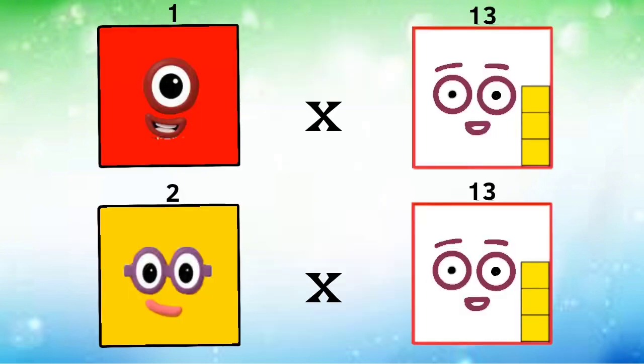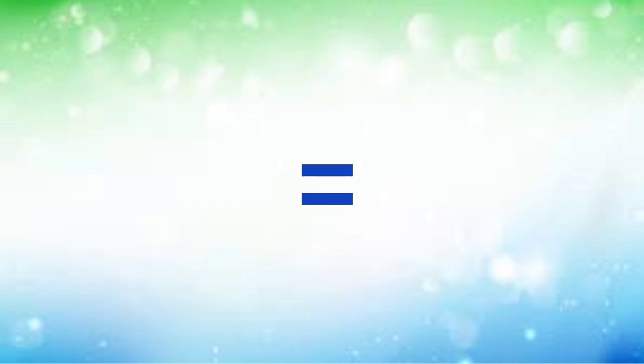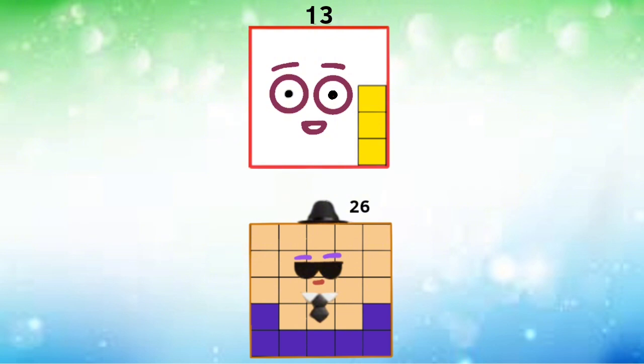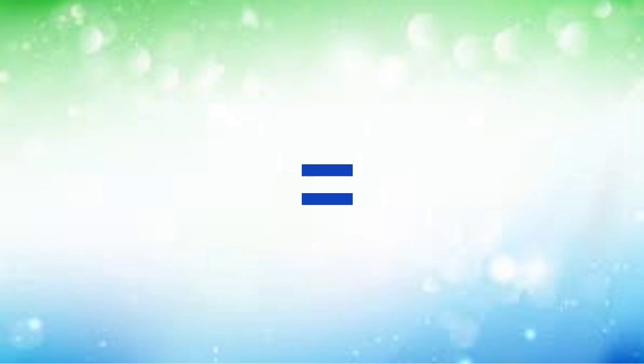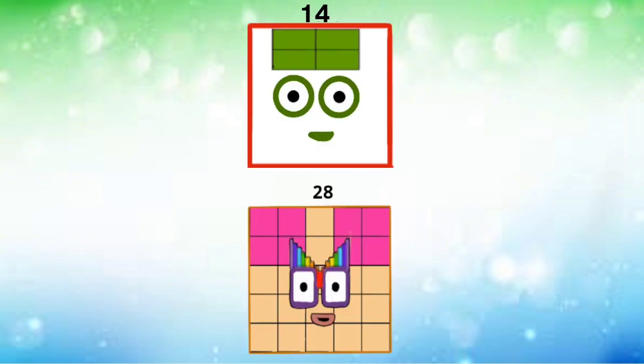Number blocks 1 and 2 times 13 equal 13 and 26. Number blocks 1 and 2 times 14 equal 14 and 28.